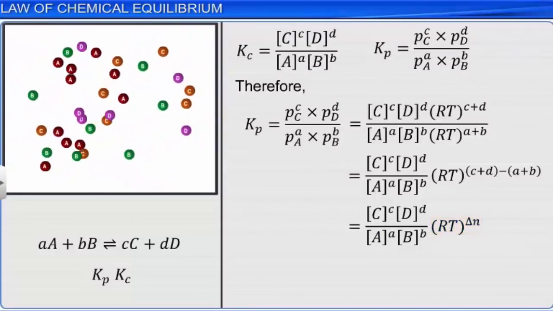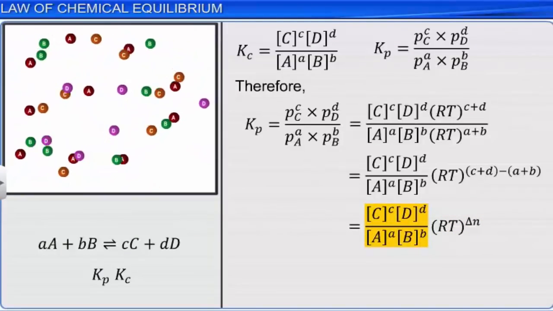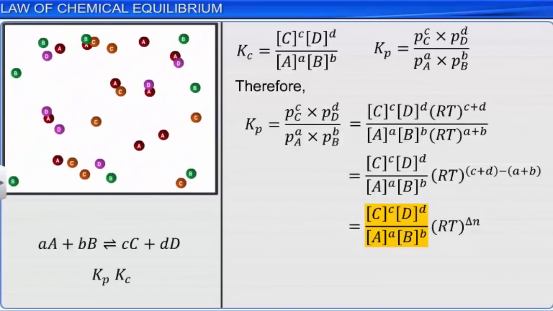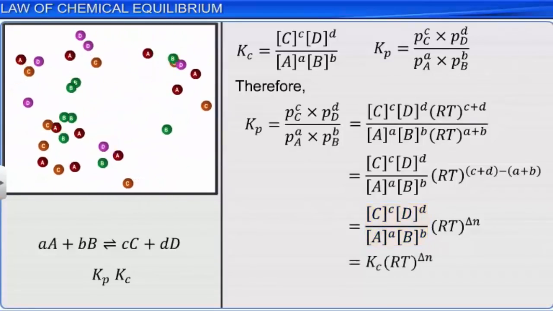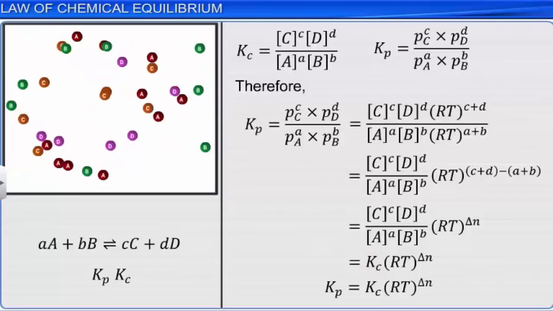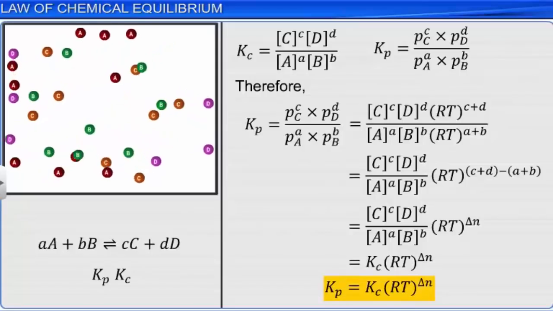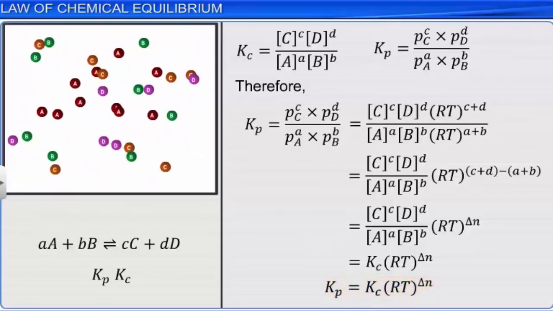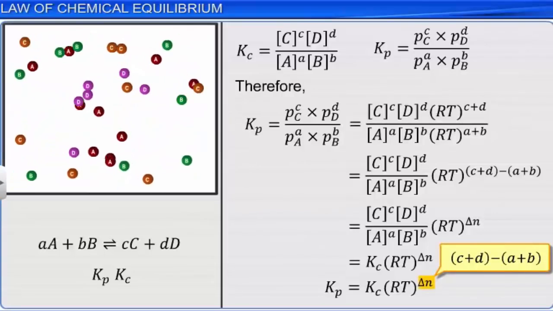Since the concentration of C raised to the power of c and the concentration of D raised to the power of d divided by the concentration of A raised to the power of a and the concentration of B raised to the power of b is equal to the equilibrium constant Kc, this can be written as Kp is equal to Kc multiplied by the product of R and T raised to the power of delta n, where delta n is equal to the number of moles of gaseous products minus the number of moles of gaseous reactants.